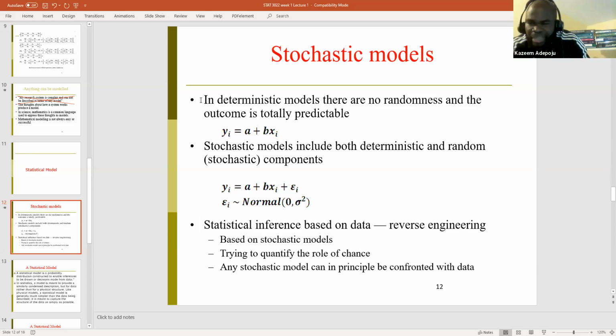I'm going to give you an example of a deterministic model. A model that is deterministic is one that does not involve randomness. It means that in that model, there is nothing like random variation.